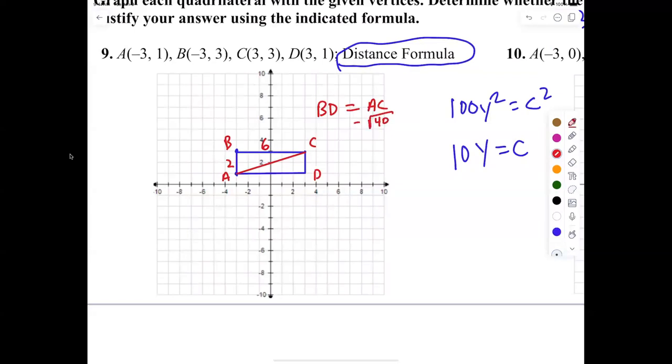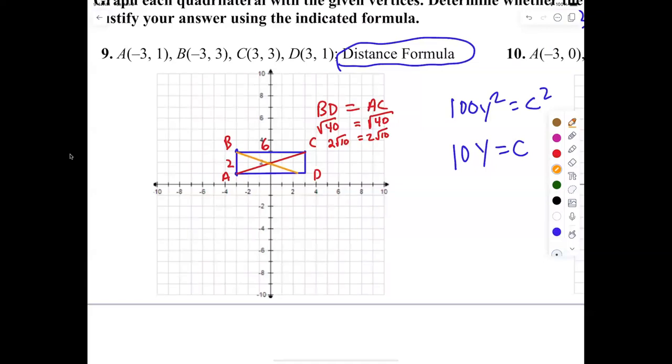Now, is there any difference with BD? So it's going to be still square root of 40, but because we're smart, we're just going to say that's 2 radical 10, 2 radical 10. All right.